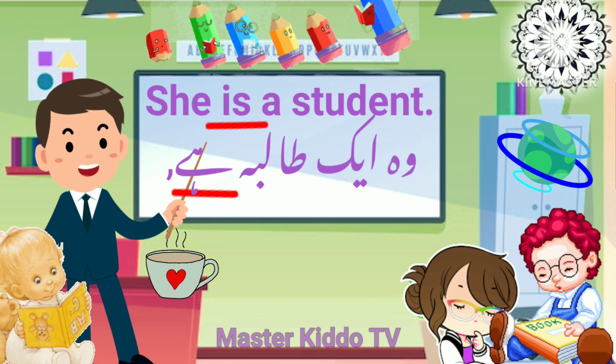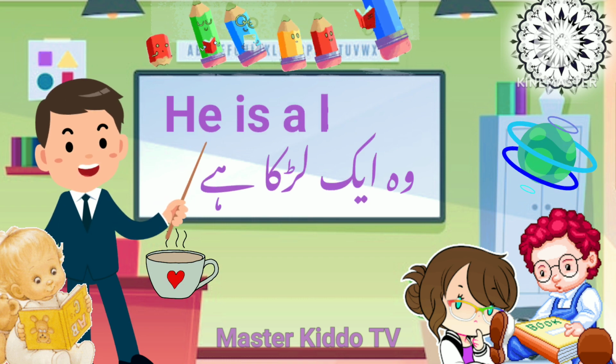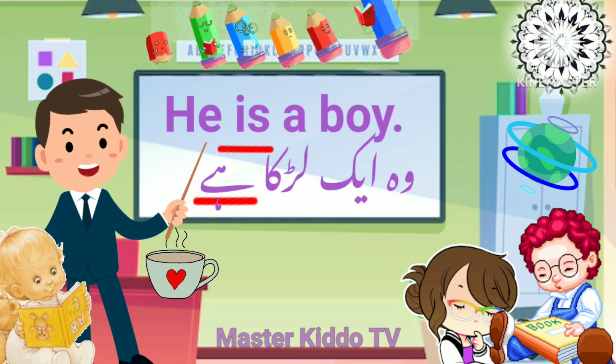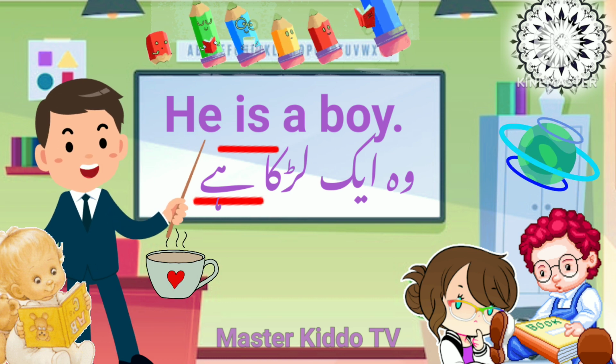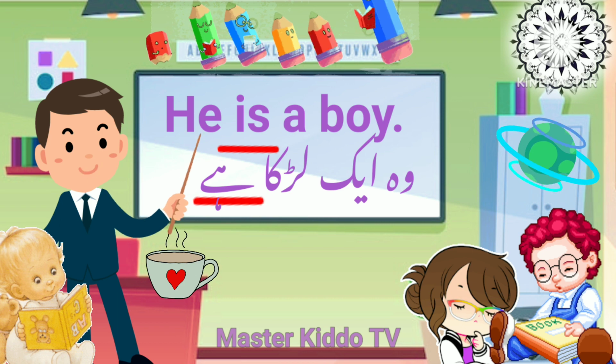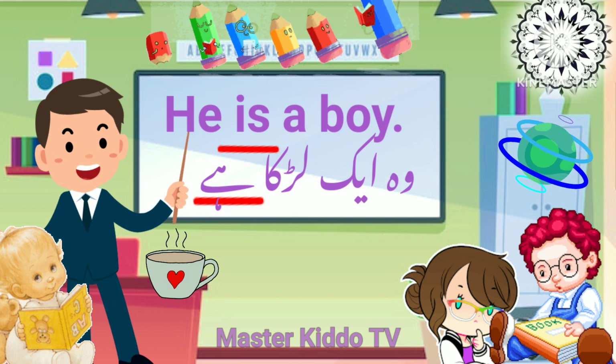Dears, here he is a boy. He is a boy. Here use is. He is a boy. वो एक लड़का है.